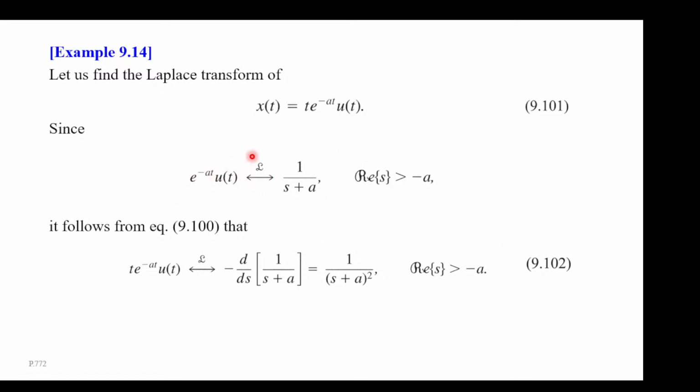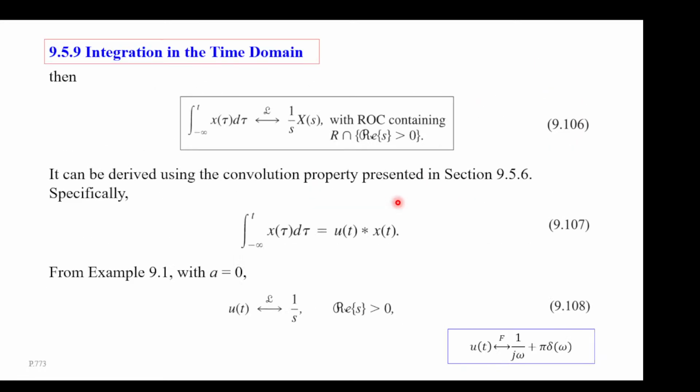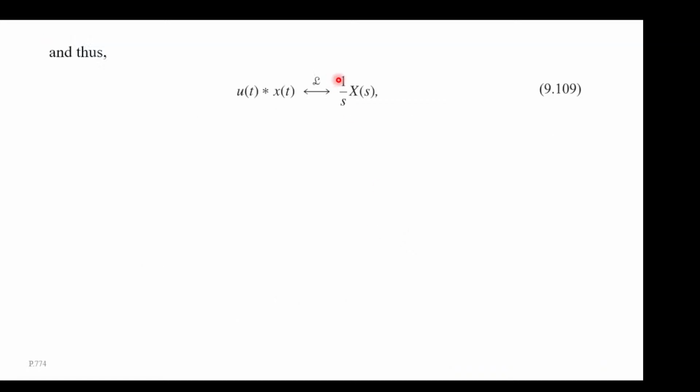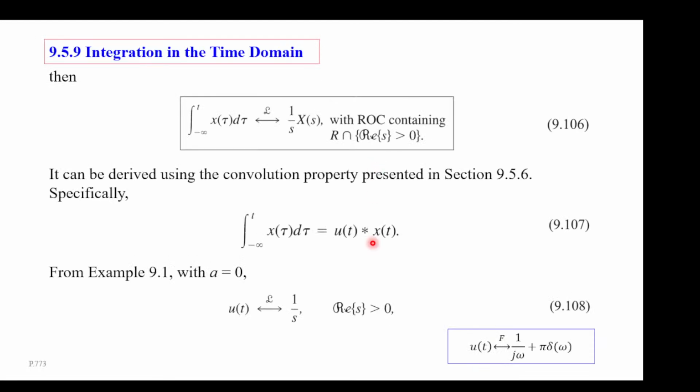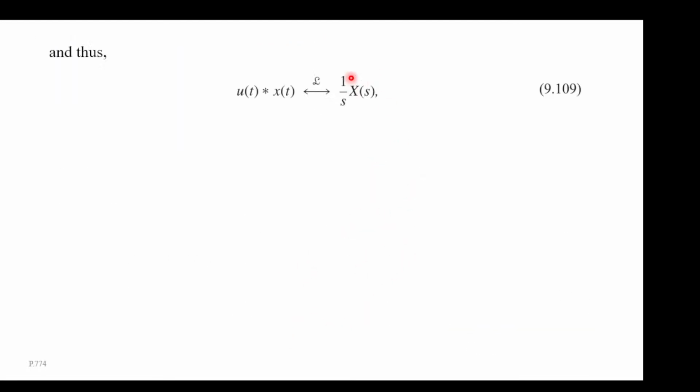So we say that u of t Laplace transforms to 1 over s with the real part of s greater than 0. And by the convolution formula, we have convolution in the time domain, then we have multiplication in the frequency domain. So it is just 1 over s times the Laplace transform of x of t, that's big X of s.